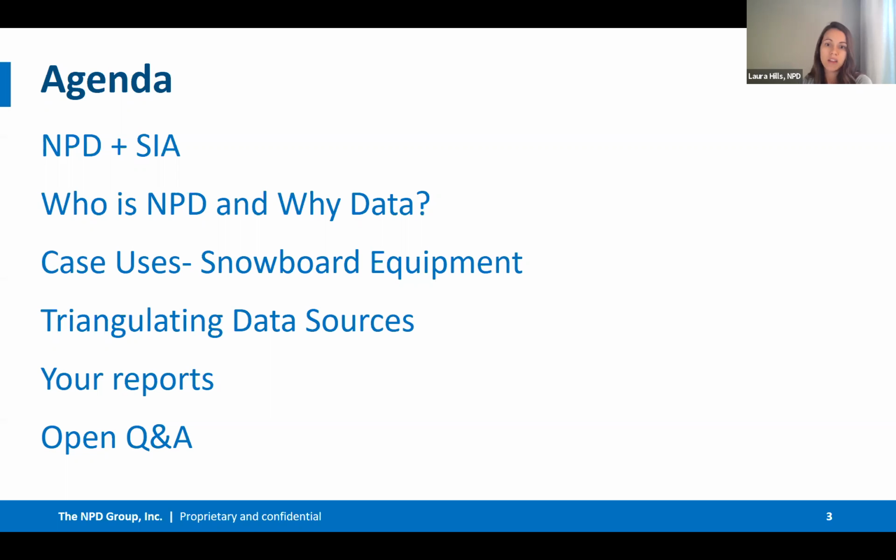And then I'll highlight the other data sources that you have through SIA and suggest that you have an opportunity to really leverage all of these data sources together and get those even greater insights and impact.